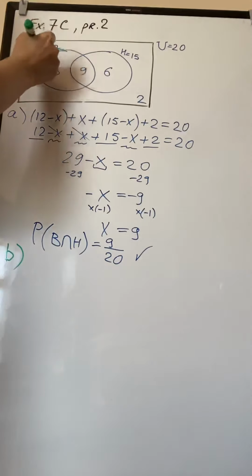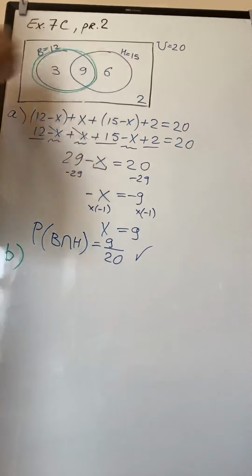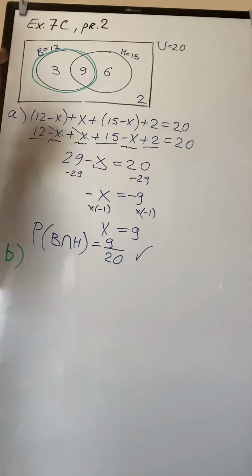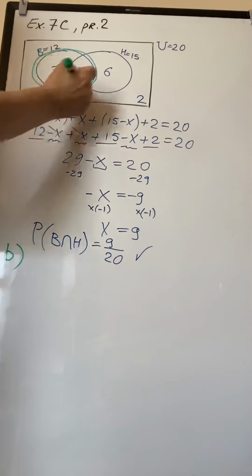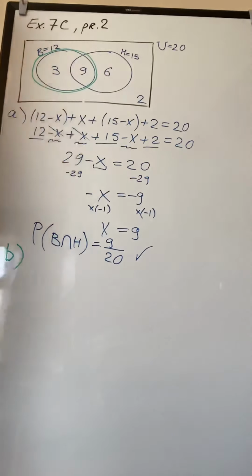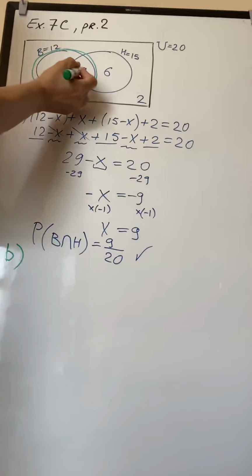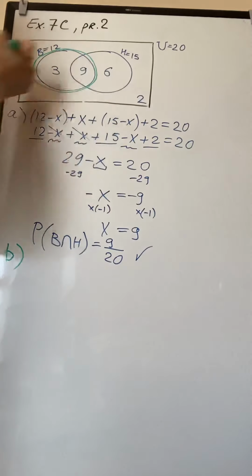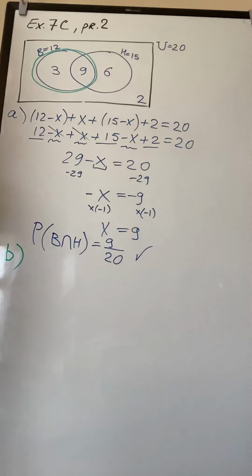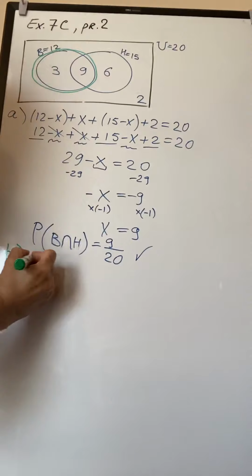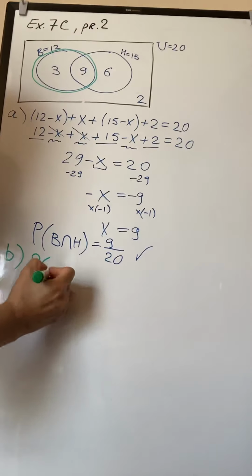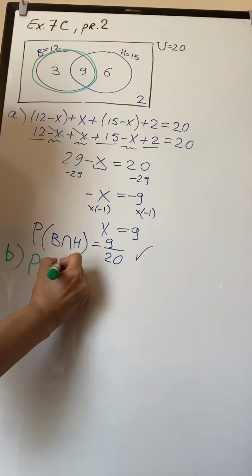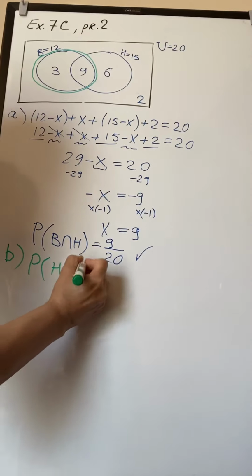Well, if I'm looking at this only, altogether there are 12 students. How many within that also study history? Well, 9. But this time it's not 9 out of 20. This is 9 out of the biology students. So it's 9 out of 12. So I will record it like that. Probability of history, but given that biology already happened.